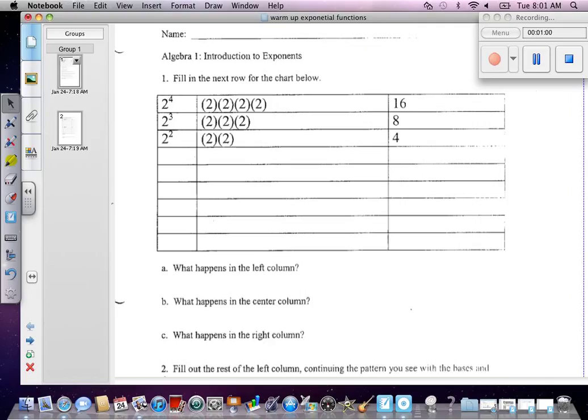Okay, so if we read the first question, what happens in the left-hand column? What's going on? So if we look at the far left, we see that what is staying the same? What's happening to that exponent currently? It's getting smaller each time. It's going down by 1. So what do you think the next one would be? 2 to the 1.